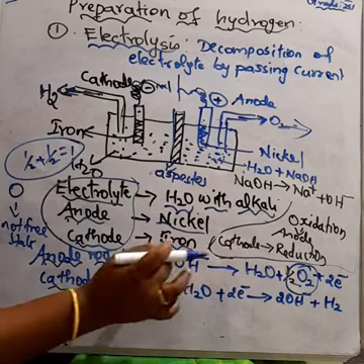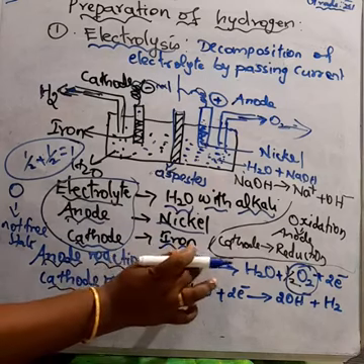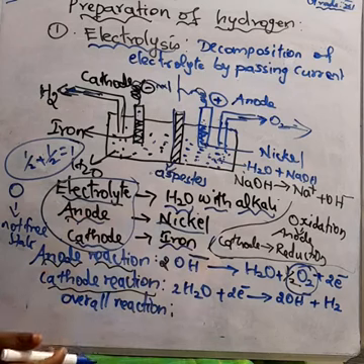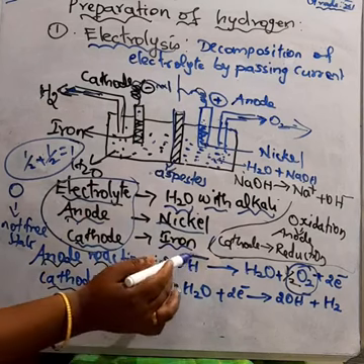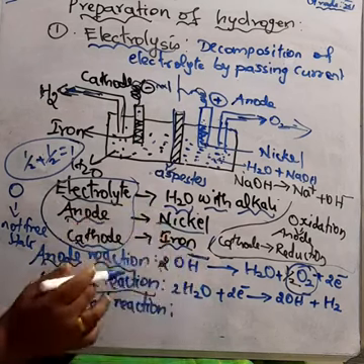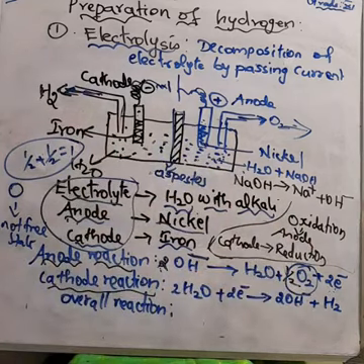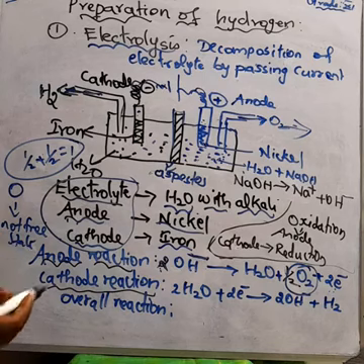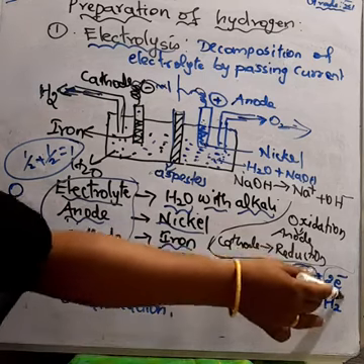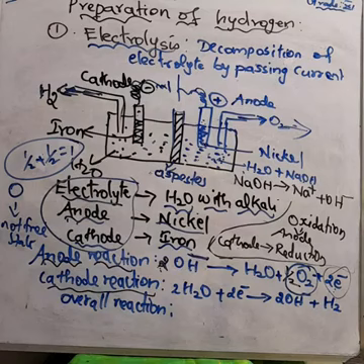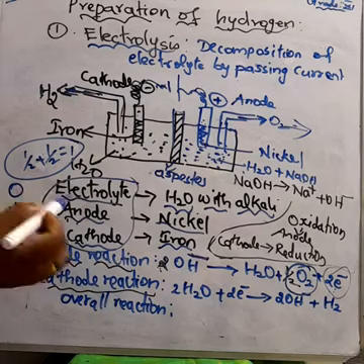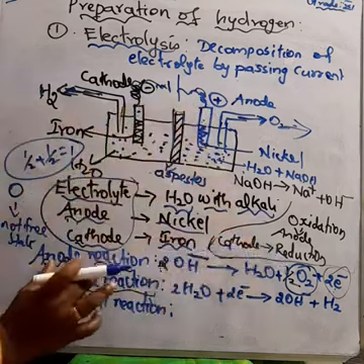And here the minus sign exhibited indicates electrons. Minus charge indicates the electrons. How many electrons? 2 minus charges, so 2 electrons are released. Understood? Oxidation is loss of electrons. 2 electrons are lost here by the 2 OH minus ions, and this is the anodic reaction.